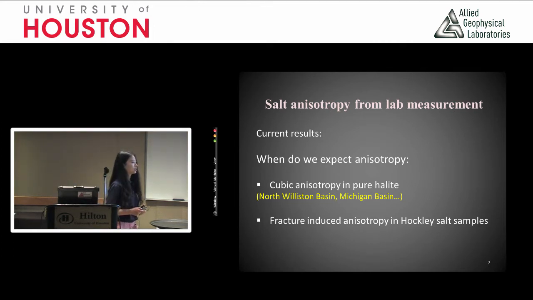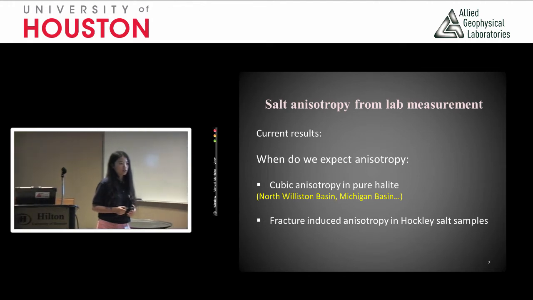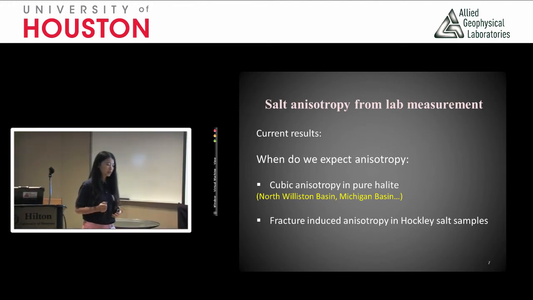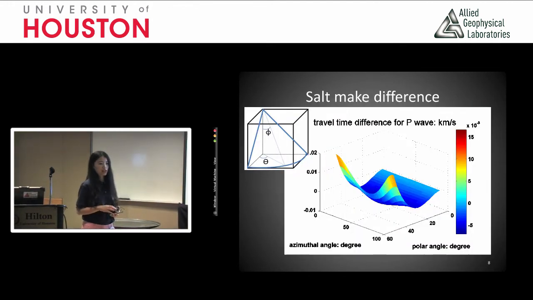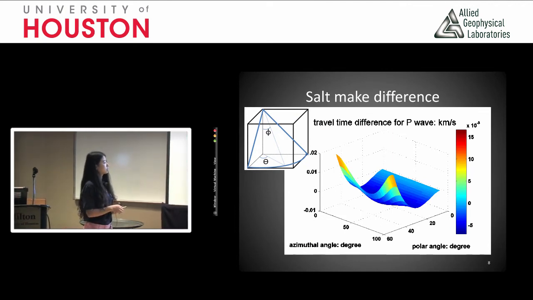This is one numerical model that we did to quantify how much difference the cubic symmetry could make to the travel time. We upscale the model. It's a 3D model, just a single layer, and we first calculate the travel times with the isotropic features, and then we substitute that with the cubic symmetry. The parameters we calculated from our measurement, and we subtract the travel times to get this difference.